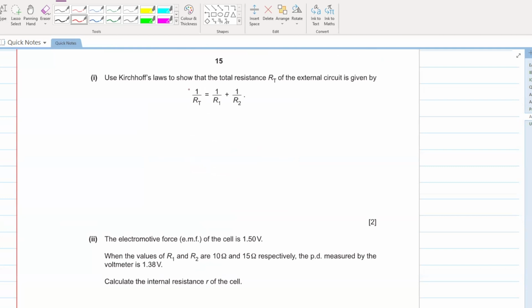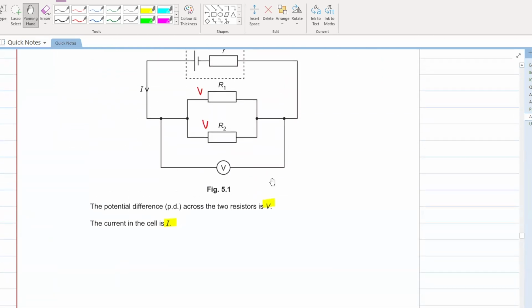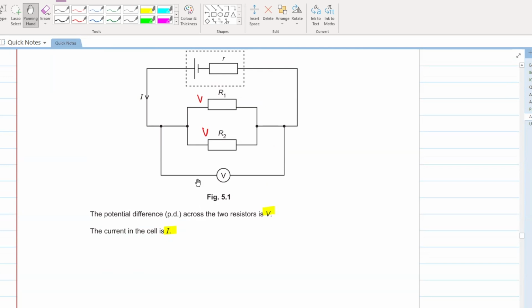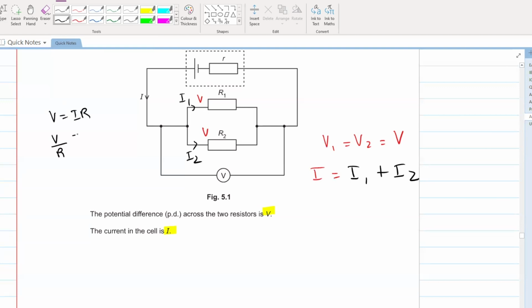Okay. So how will we do that? We will say that the voltage across the two resistors is the same. V1 is equal to V2 is equal to the voltage of the battery. What will be your second task? You will say that the current I is equal to, let's say this is I1, this is I2. You will say current I is equal to I1 plus I2. What will you do next? You will say V is equal to IR. V divided by R is equal to I.